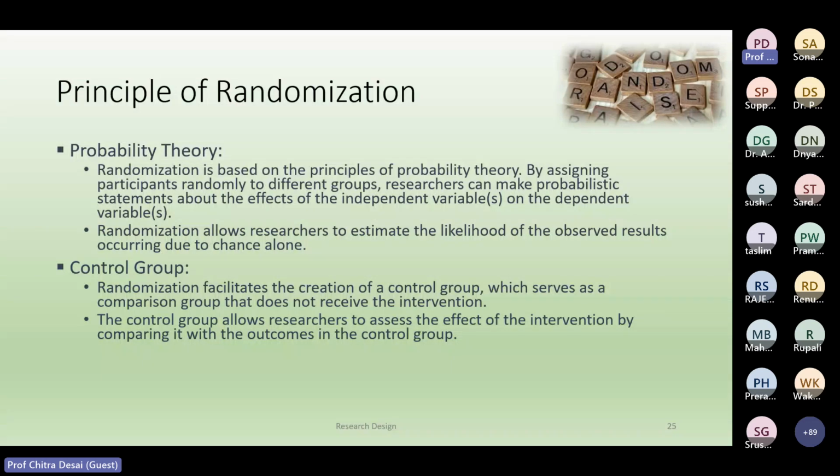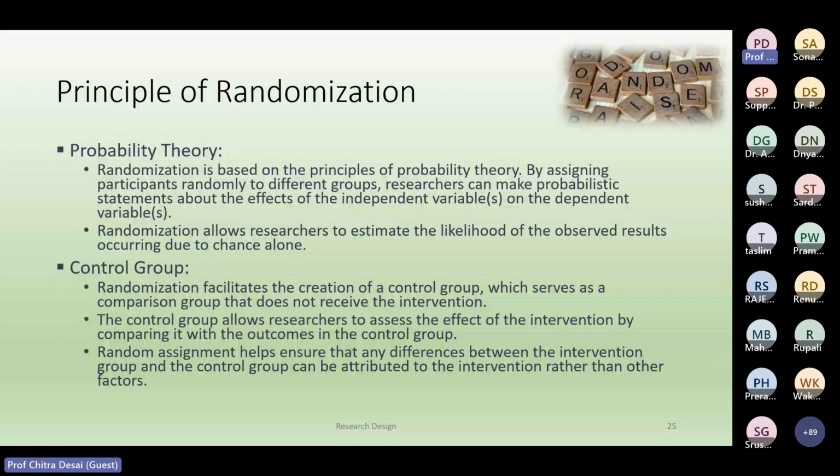Now when we say that randomization facilitates the creation of a control group, where the comparison group does not receive the intervention, that means we will be having two groups. One is the group which is having the intervention, and another one is the control group which is not having the intervention, and then we are looking at the impact of that. So random assignment helps to ensure that the difference between the intervention group and the control group can be attributed to the intervention rather than other factors.